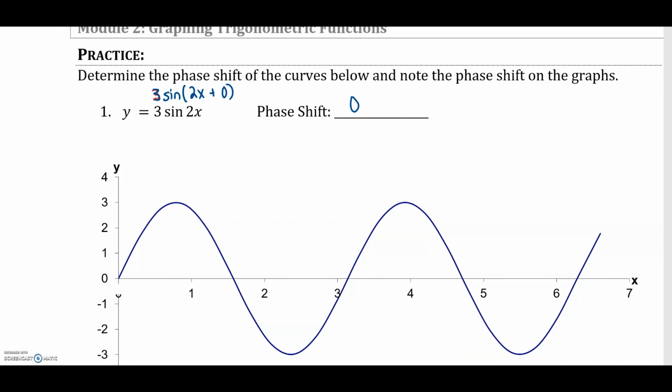So you can also get that by calculating it. So c is equal to 0, b is equal to 2, and a is equal to 3. So your phase shift is minus c over b, which is 0 divided by 2, which is 0. Okay, so we can't actually show the phase shift on this graph since it was not shifted at all.